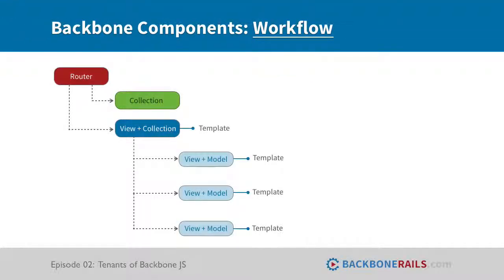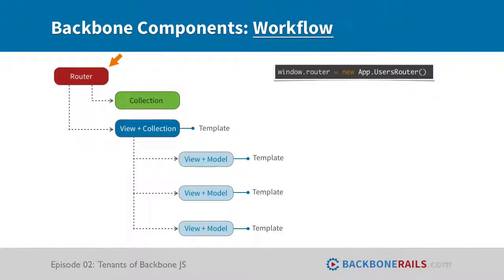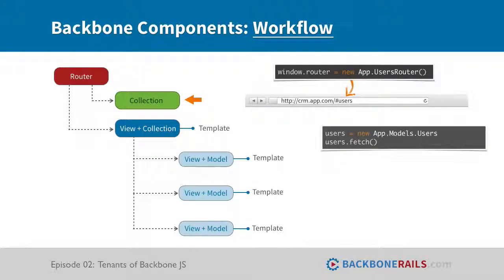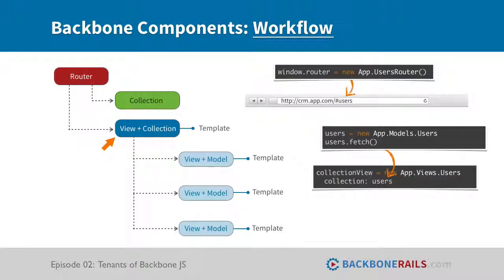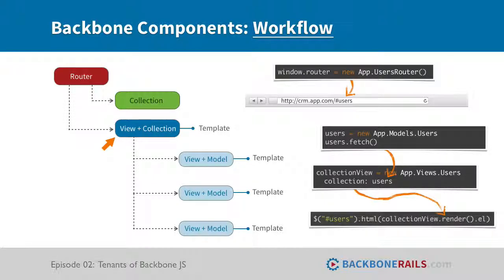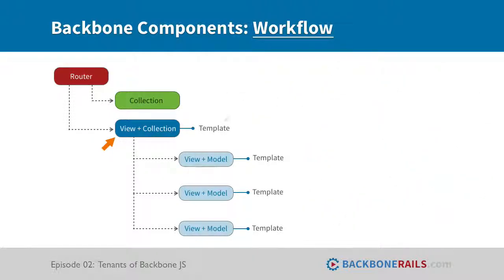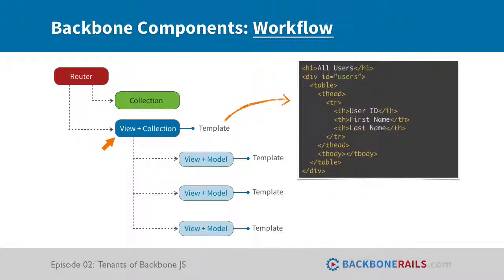So this is a diagram of the previous workflow we just created. We went through instantiating our router, which listened for hash change events, matched the client-side route, and kicked off everything. It instantiated our initial users collection and told us to fetch the users from the server. And then with a handle to that users instance, we created our initial parent collection view, passing in the users collection. And we told the collection view to render into the DOM. Our collection view had its own template, responsible for setting up the initial HTML for the table and the empty tbody.